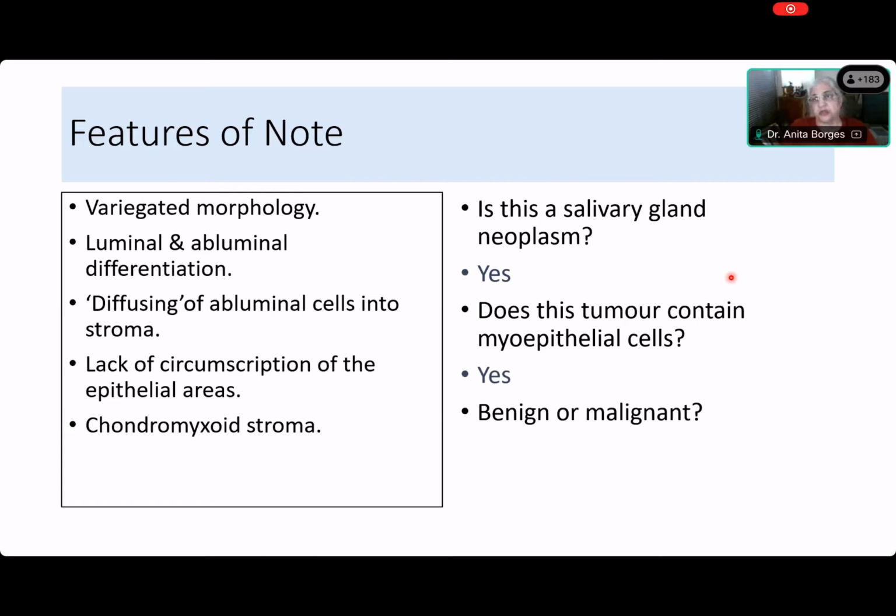Okay, where do we normally look for invasion? In the capsule. If it has a capsule, then outside the capsule. Yes. Otherwise, where do we look for invasion? Into adjacent normal tissues, right? So in this case, are we looking for invasion into the stroma of the tumor?